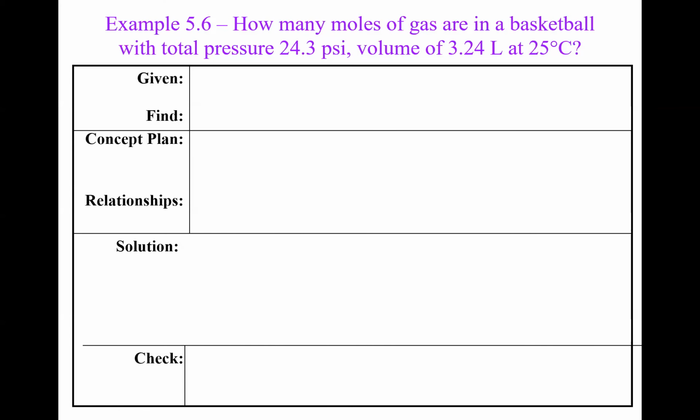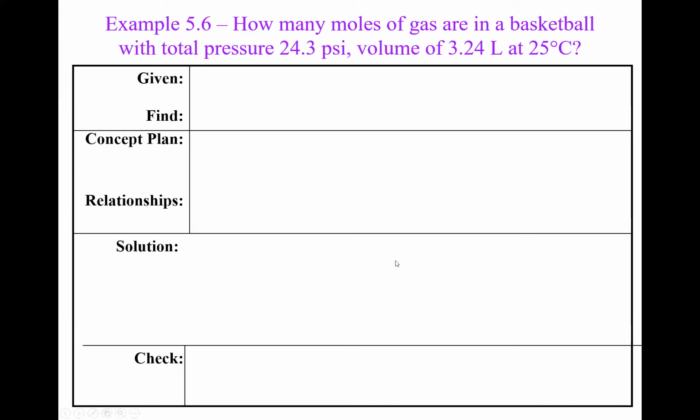So then ones that just use the full ideal gas law are all these solve for the unknown, right? So the R is a constant. There's 4 variables in the equation, so you're just solving for the missing variable. In this one, how many moles of gas are in a basketball with a total of 24.3 psi, volume 3.24, and at 25 degrees?